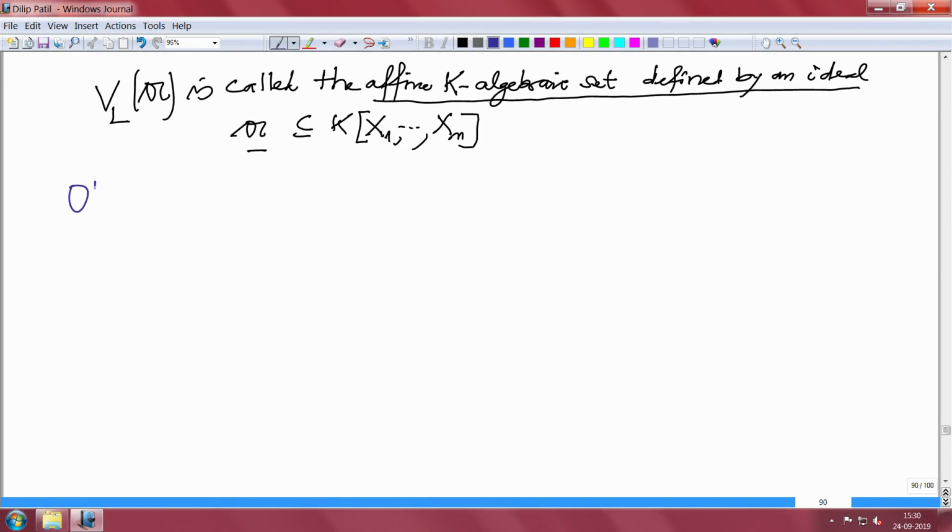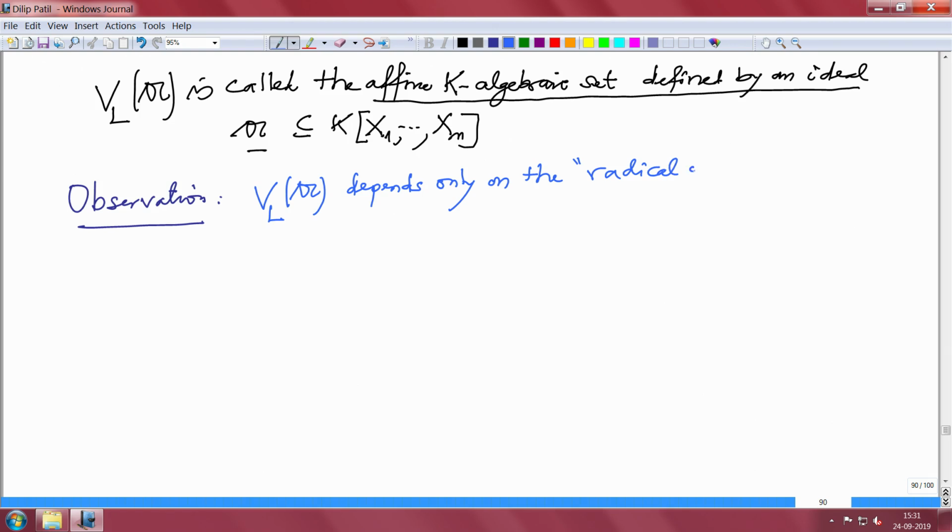Now, one more observation: this algebraic set VLA depends only on the so-called radical ideal, the radical of the ideal A, and not on A. So, before I define radical formally, I want to give one example.